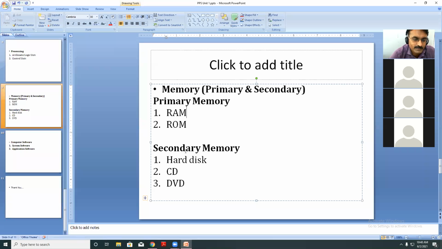Now what do you understand by CD and DVD? Can you tell me the full form of CD? Compact disc. Correct, compact disc. And what is the full form of DVD? Digital video disc. Digital versatile disc.